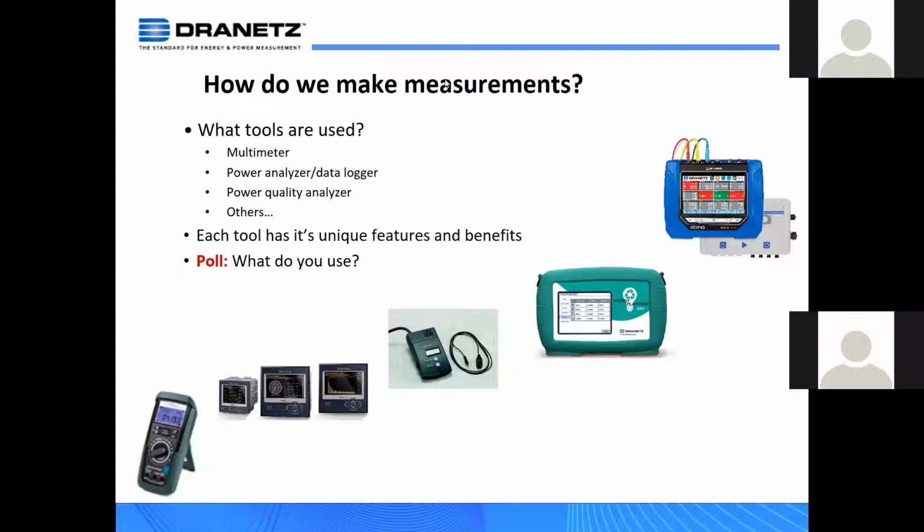So let's see if we can get our next question on there. And how do I go to my next question? End polling. Let's go to our next poll. I apologize. So what type of metering do you use?